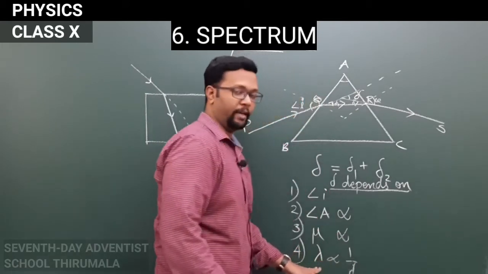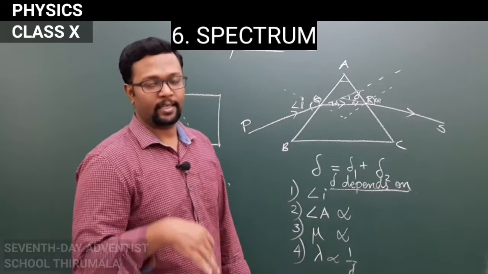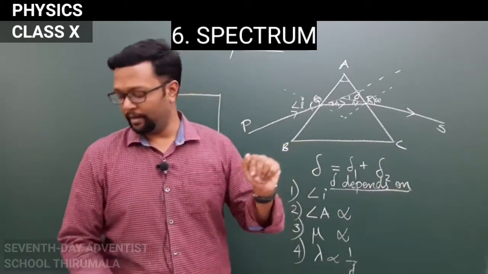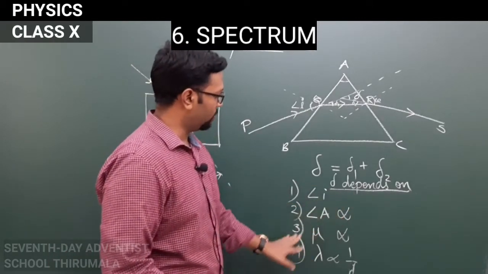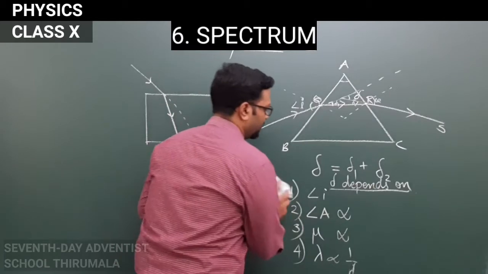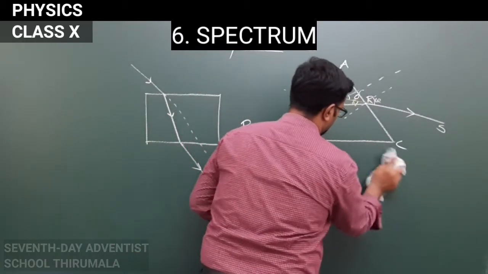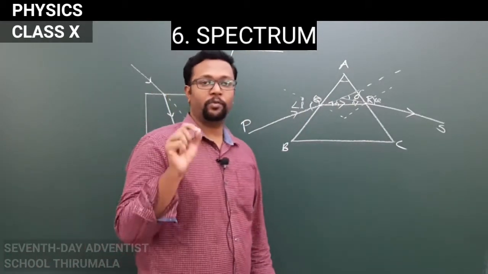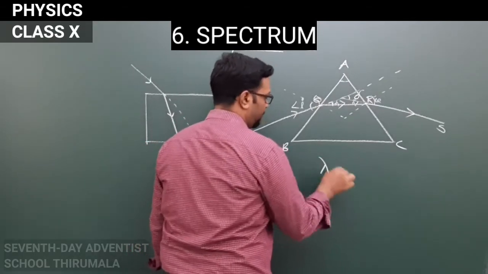Inversely proportional: as wavelength increases, the angle of deviation decreases, and as wavelength decreases, the angle of deviation can increase. So, when it comes to wavelength, we can look into detail what is regarded to wavelength. These are the factors on which angle of deviation depends. Okay. Then, when it comes to the wavelength of light, we represent wavelength by the symbol lambda.